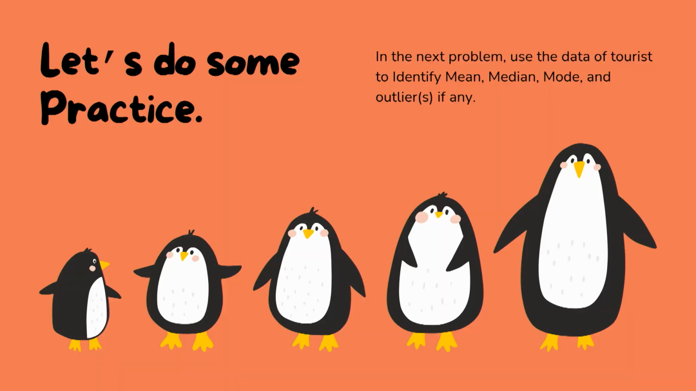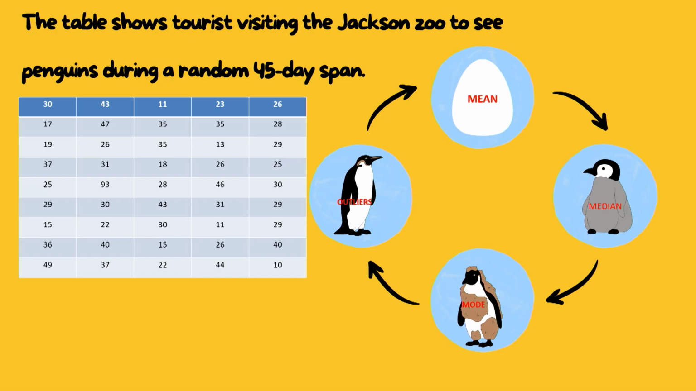All right, so let's do some practice with this. In the next problem, use the data of tourists to identify mean, median, mode, and outlier or outliers, if any. The table shows tourists visiting the Jackson Zoo to see penguins during a random 45-day span. So here are our different visits. The first thing we need to do is plug this into our calculator and find our 5-number summary, so then we can figure out what these are. Using the information you've been given, plug all of these numbers into your statistics key and find your 5-number summary plus your mean. Get those and come back to me.